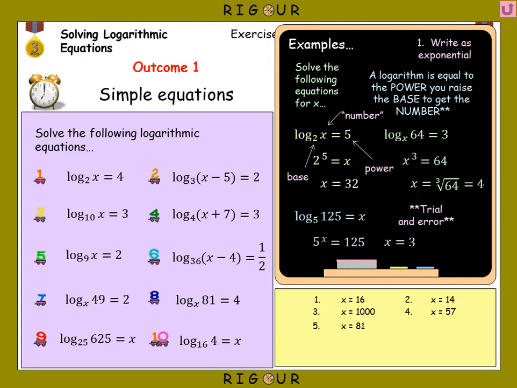Number 6 is 36 to the power of a half, which is 6 equals x minus 4, and then add 4 to both sides to get x equals 10. So number 7, x to the power of 2 is 49, so x is going to be 7. So number 8, x to the power of 4 is 81, so x is going to be 3. So 25 to the power of what gives me 625? Well, you square it, so x is 2. And then the last one, we need to square root the 16 to get 4, so x equals a half.